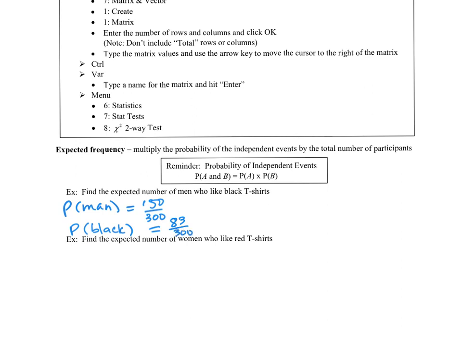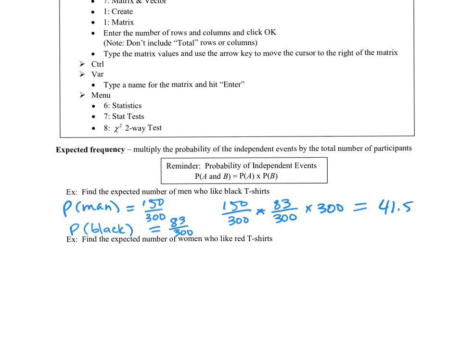So the probability of A and B would be, remember, you've got to multiply those two probabilities together. So that would be 150 out of 300 times 83 out of 300. So that's the probability of a person being a male and a person choosing a black t-shirt, but then remember to get expected frequency, we need to take that probability and multiply it by the number of participants. So there were 300 participants, so we'll multiply this by 300. So you can see that some things would cancel. So when you calculate on your calculator, you should get 41.5.